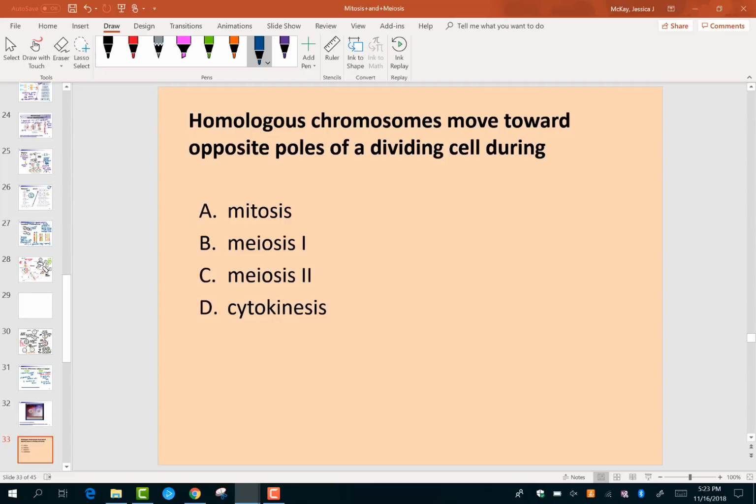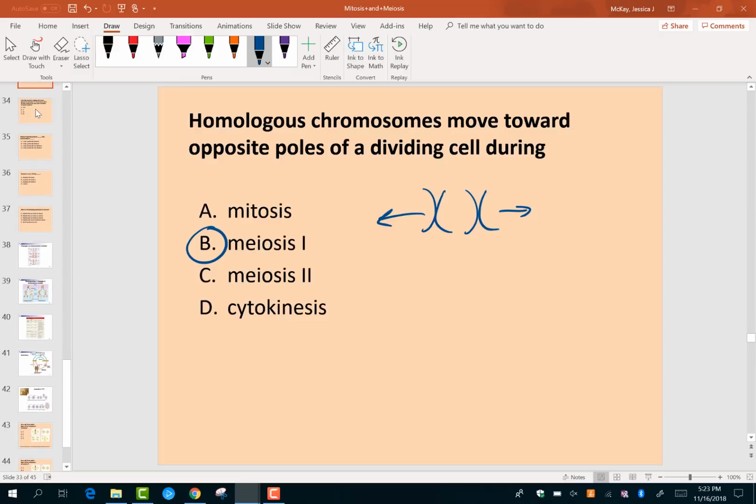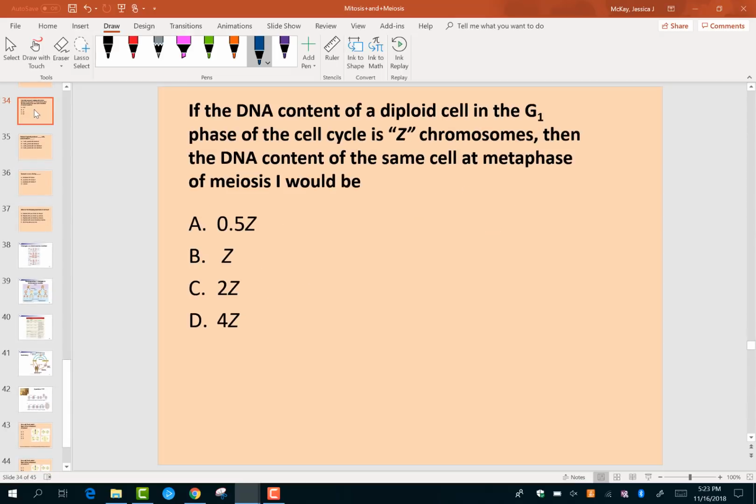So when do homologous chromosomes move toward the opposite pole? And that's meaning these guys. And so that is meiosis 1. Okay, if the DNA content of a cell in G1 is Z, just making up a number, what is going to be in metaphase of meiosis 1? And the answer is 2Z, right? Because you've duplicated that chromosome.